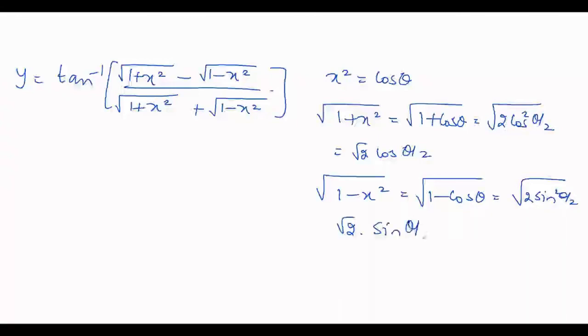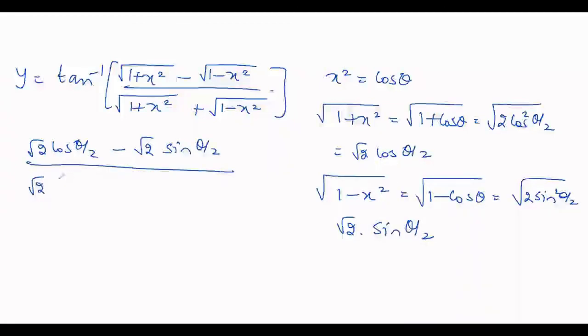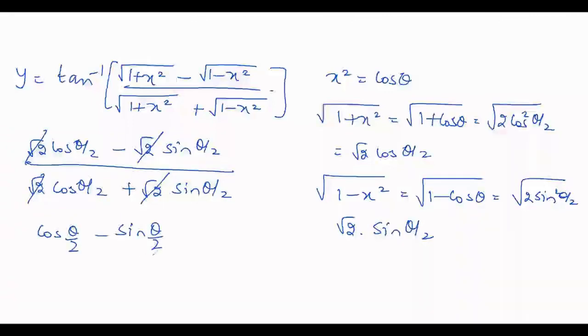Now what is inside the bracket? That expression I'm simplifying. Root of 1 plus x squared is root 2 cos theta by 2 minus root of 1 minus x squared is root 2 sine theta by 2, divided by the same terms but with plus in the denominator. So now I have root 2 common in the numerator as well as the denominator. So that gives me cos theta by 2 minus sine theta by 2 divided by cos theta by 2 plus sine theta by 2.